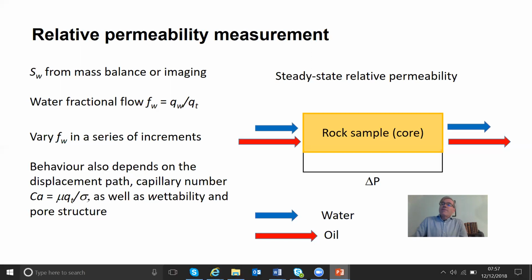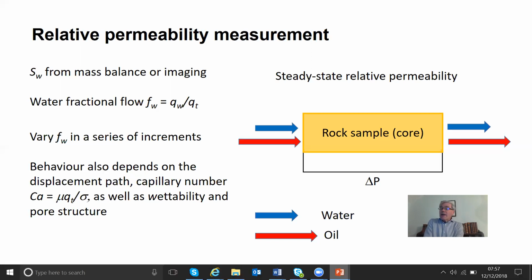The relative permeability is a function of saturation, and that's normally how it's plotted. But the behavior will also depend on other things, and sometimes people get quite excited about this, but there's nothing mysterious about it. It will depend on displacement path. If water displaces oil, for instance, the oil will be trapped. And that's different from what happens when oil displaces water in a water-wet system, where the water is not trapped or is just retained in the corners of the pore space.